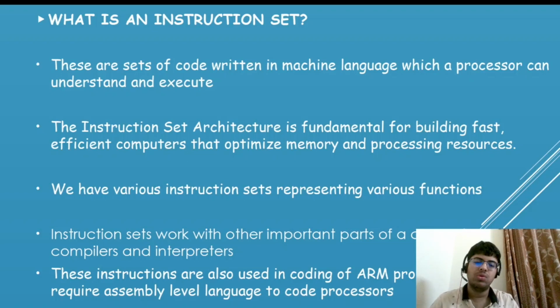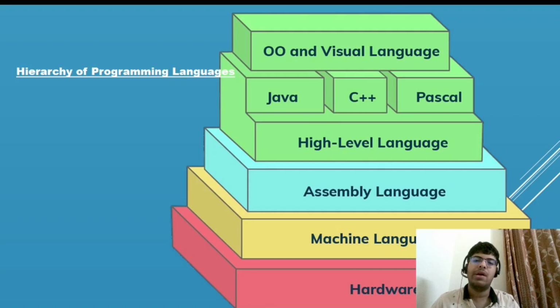Instructions are used in coding ARM processors, which require assembly level language to code them. Now this is a hierarchy of programming languages. You can see that first, to run anything, you need hardware. Without hardware you can't run any software. Even this whole computer system, to run any specific task, you need dedicated hardware for that.